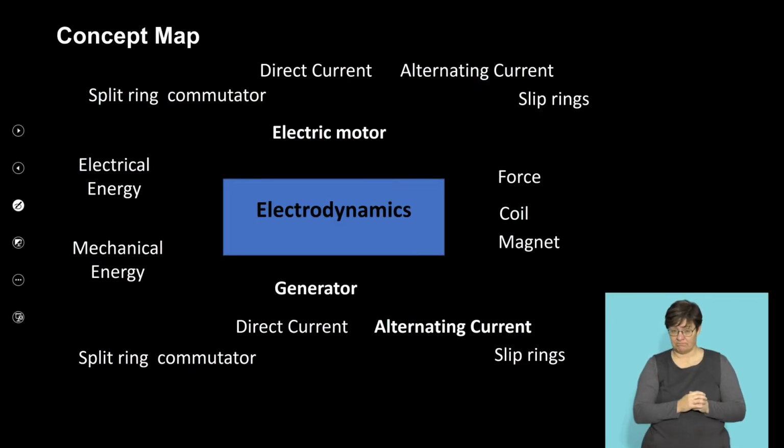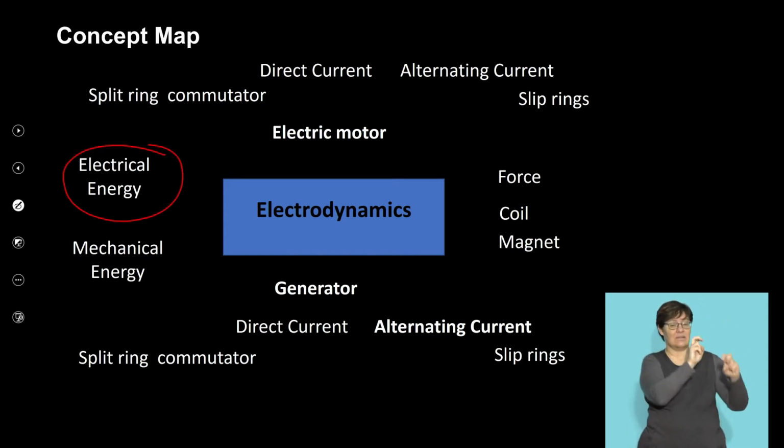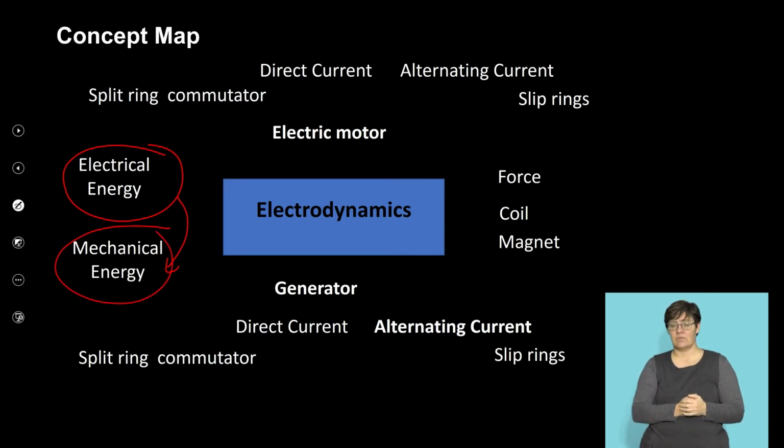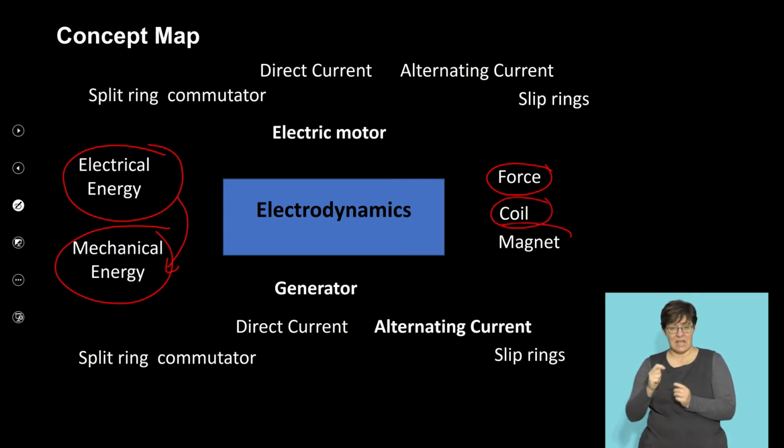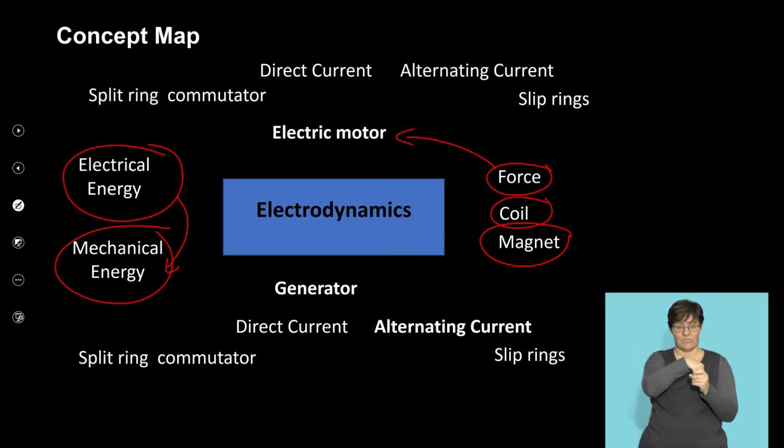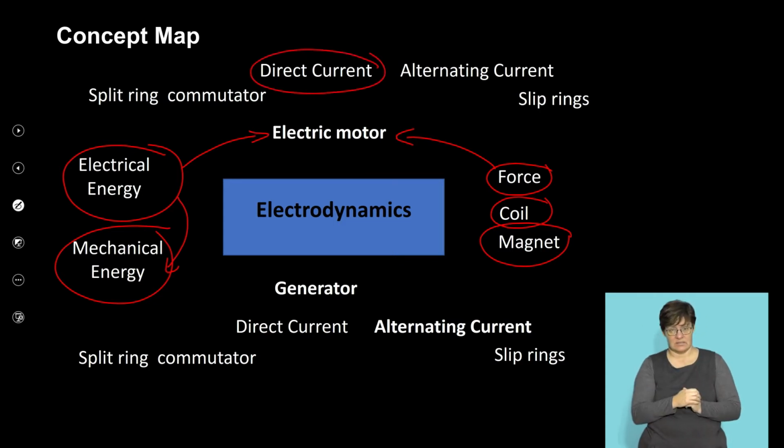So, guys, our focus today is really on this process of taking electrical energy and making it mechanical energy. And we are applying the relationship between force, current in a coil, and a magnet. These are the parts that make up an electric motor. In particular, we're going to have a look at the direct current electric motor, which, when you're dealing with direct current, will always have a split ring commutator in it.